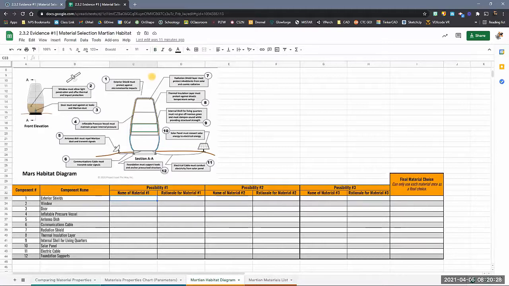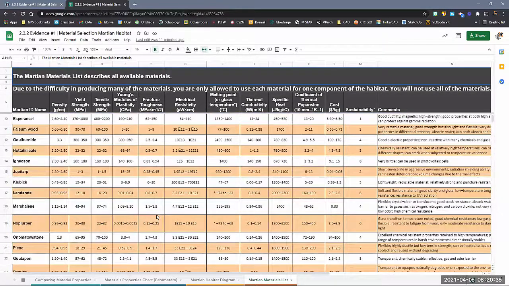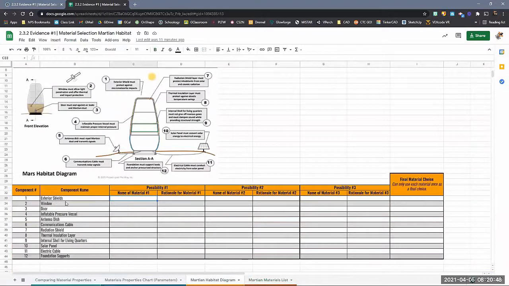Well, the Martian material list is this other tab down here. When you click on this, you'll see that there is a bunch of materials, right? And we're going to try to minimize using a material twice. So first off, you'll go through here and choose which one you would want. Let's say, for example, to get you started, the exterior shields. One of the big things I would want to keep in mind is that it needs to protect against micrometeorite impacts, right? So that's probably the number one factor. I want something that won't puncture easily and won't crack easily.